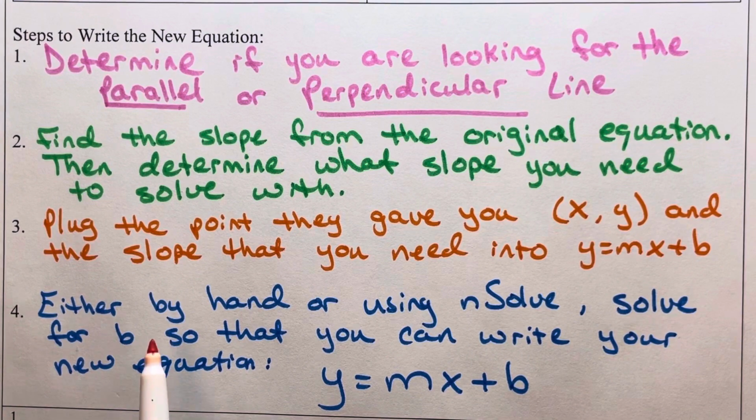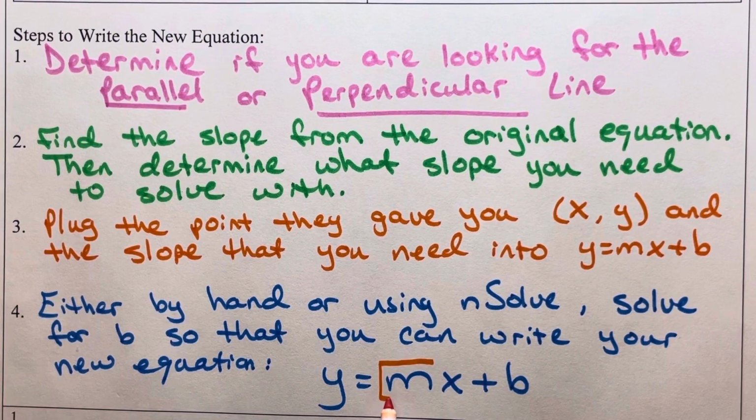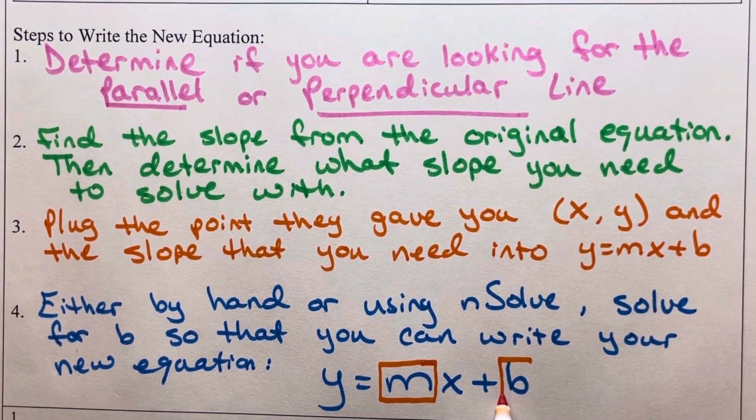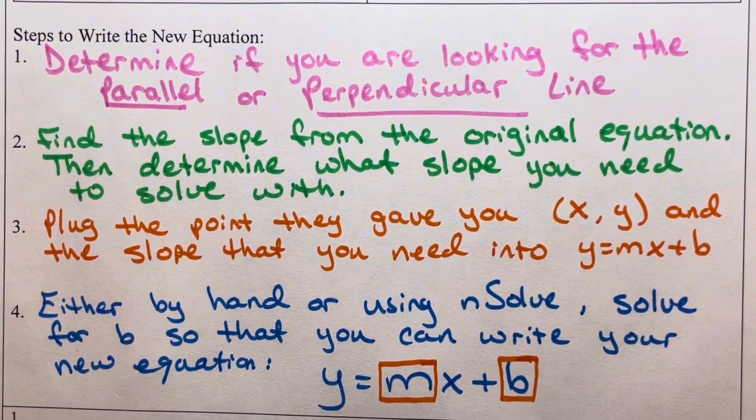Finally, either by hand or by using NSolve in a graphing calculator, you're going to solve for b, your y-intercept, so that you can write your new equation in the y equals mx plus b form due to now having found your needed slope and the corresponding y-intercept.